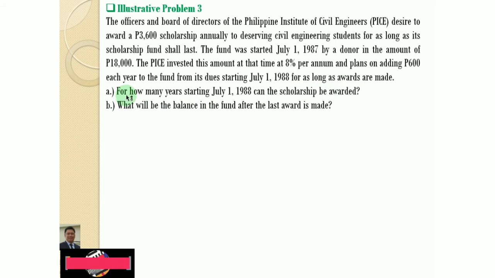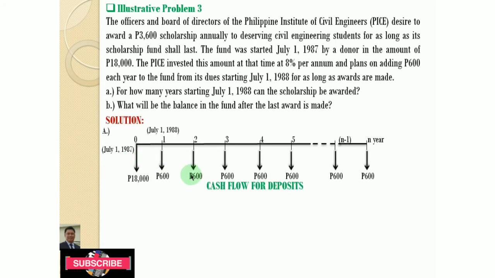Question number 1 is, for how many years starting July 1, 1998 can the scholarship be awarded? And second is, what will be the balance in the fund after the last award is made? Okay, so I think this is an interesting problem actually. This is a very interesting problem, no? And to start with this one, we have this as part of our solution for this A.